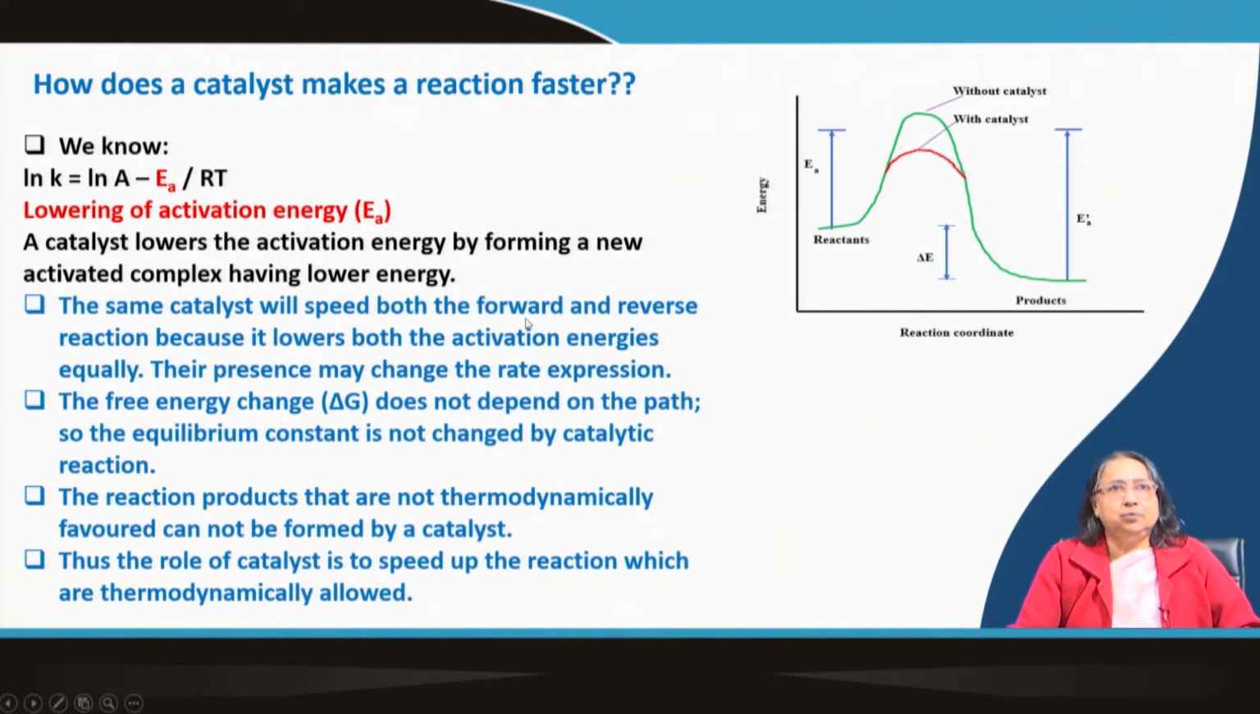The same catalyst will speed up both the forward and reverse reactions. You see that the forward reaction goes from reactant to product this way, and the reverse goes from product back this way, but the catalyst reduces both activation energies. It lowers both the forward and backward activation energies equally. Its presence may change the rate expression, but that is something else. That is most important.